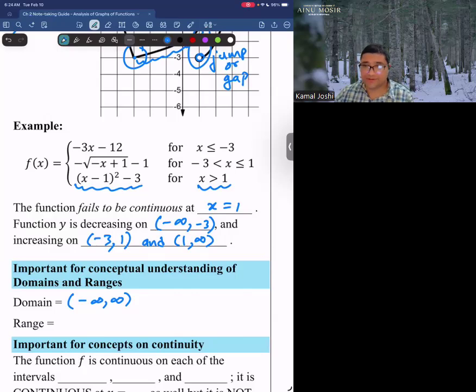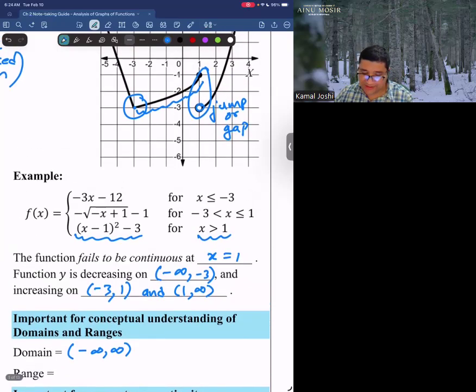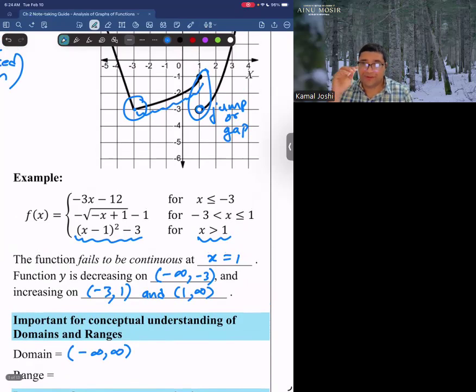And if you have paused the video and given it a thought, you would have realized the domain is the entire real numbers. There is no value where it is not defined. Okay. And I want to emphasize here, in the previous cases where it was not continuous, that value was missing from the domain, right? When there is a vertical asymptote, that value is missing from the domain. In the case of jump or gap, that is not necessary.